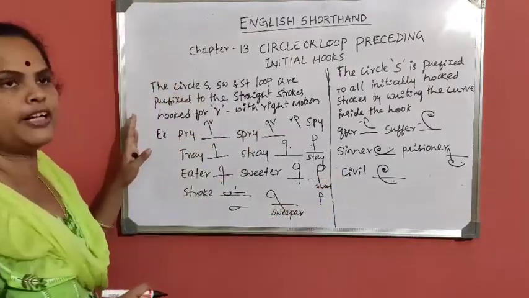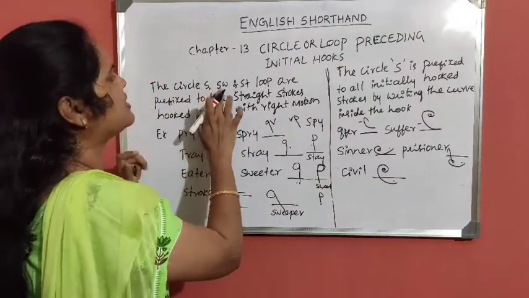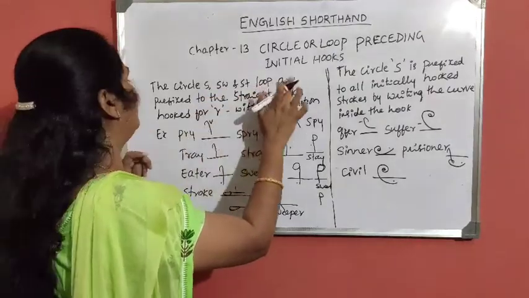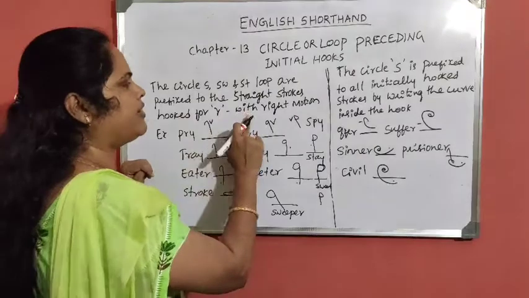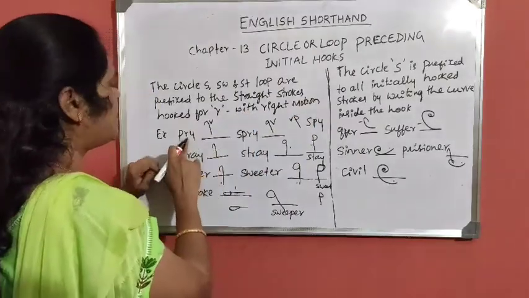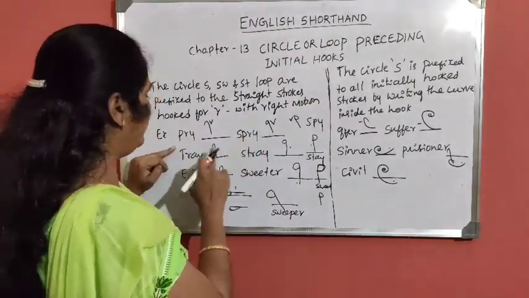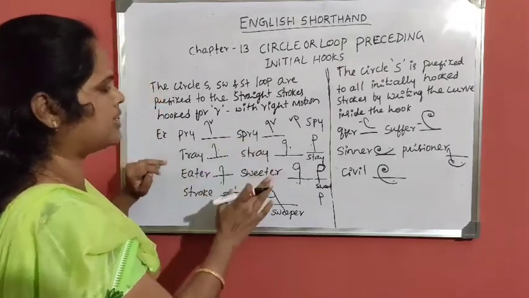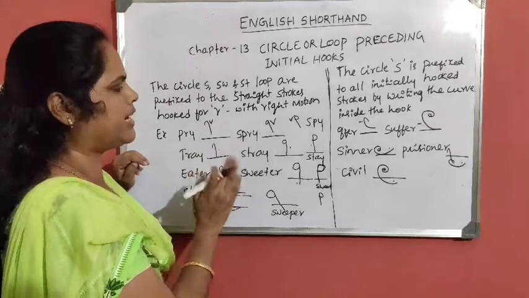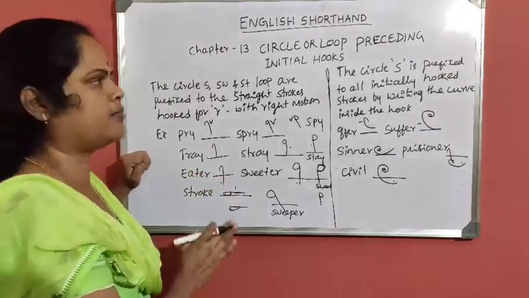I'll repeat the explanation again. The circle S, SW circle and ST loop are prefixed to the straight strokes which prefer R. We have to write with the right motion. Example: pry, spry, tray, stray, eater, sweeter. Here the circle S, SW and ST loop we have to write with the right motion.